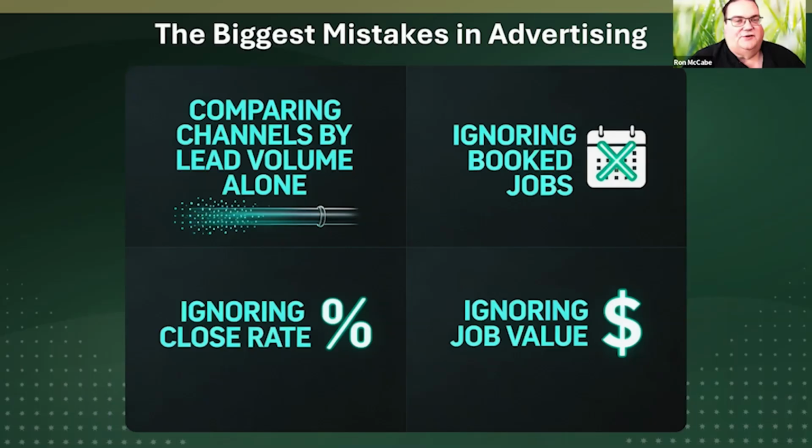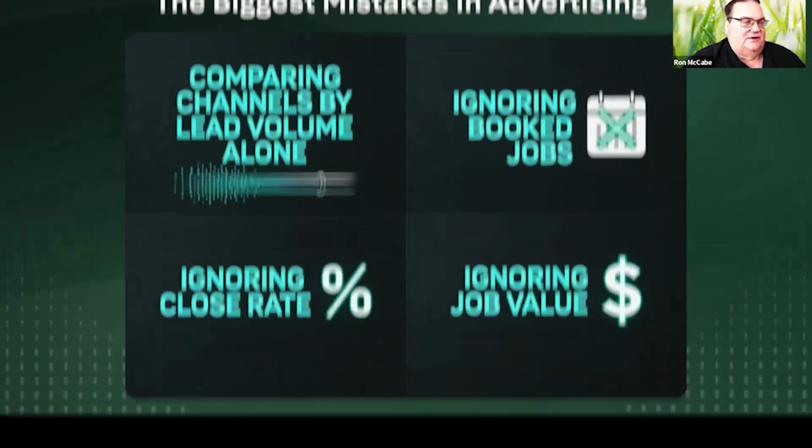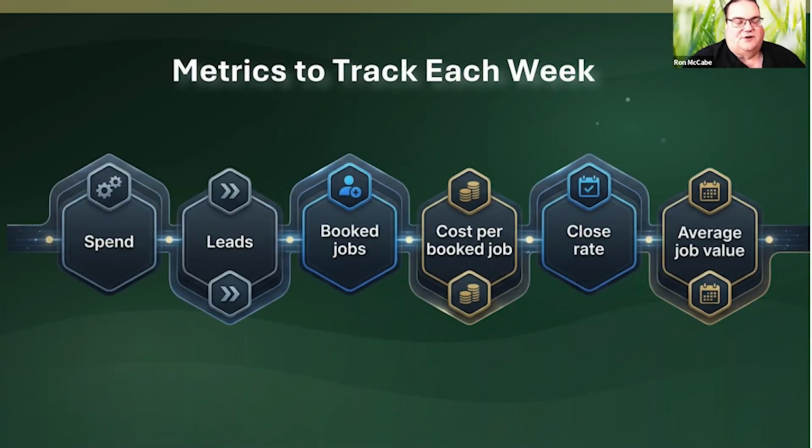And then as far as advertising goes, I've referred to this: you don't want to compare the channels by lead volume. You want to look at all your leads coming in, and then look at your cost per lead based on that. You want to look at your booked jobs and attribute those to the source. You want to track the close rate with your sales force, and you want to look at your average job value. And so the metrics you want to track each week, as a team and with your salesperson, is your overall spend.